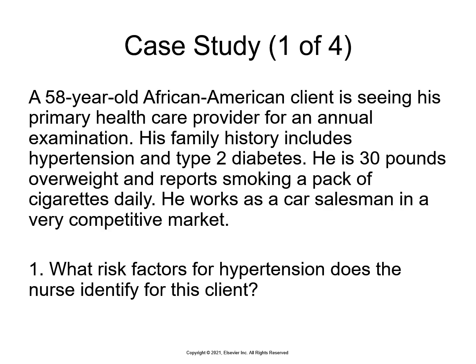Okay, let's do a case study. We have a 58-year-old African American client who is seeing his primary health care provider for an annual examination. His family history includes hypertension and type 2 diabetes. He is 30 pounds overweight and reports smoking a pack of cigarettes daily. He's a car salesman in a very competitive market.